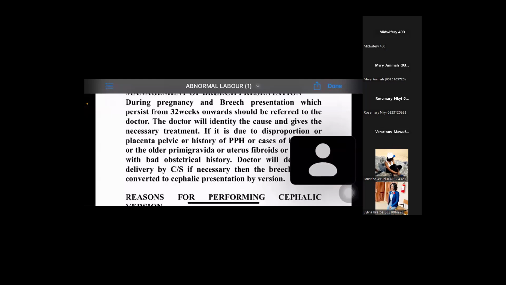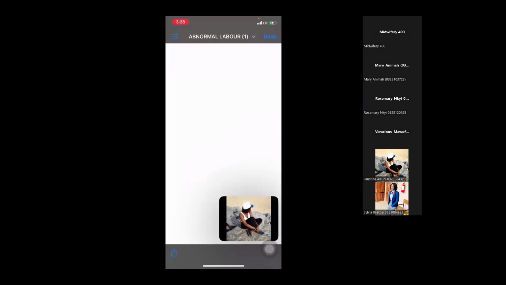Please, cephalic version is a process where the baby is manipulated through the abdominal wall to turn from breech presentation to cephalic presentation. Thank you. You're most welcome. Any other views?